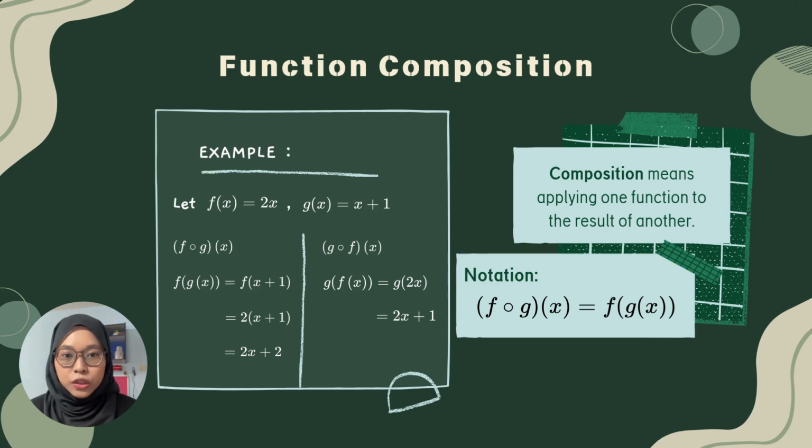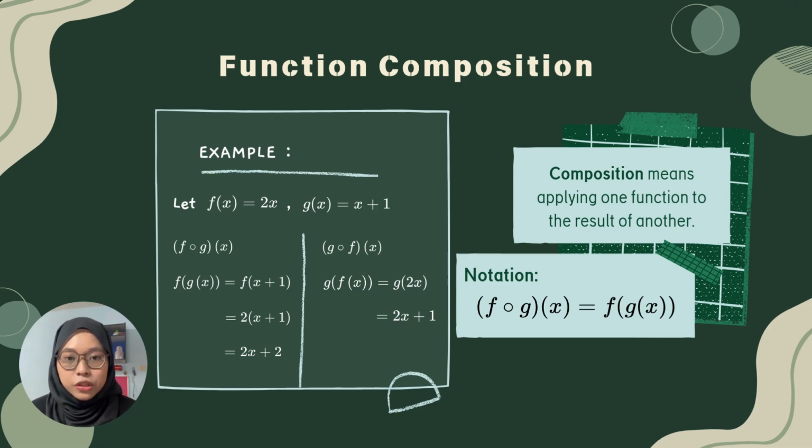Now, let's move on to function composition. Function composition means applying one function to the result of another function. It is written as f of g(x) equal to f(g(x)), or we can read it as f composed with g of x, or simply apply g first then f. The function that is closest to the input x is applied first. So here we can see the example.